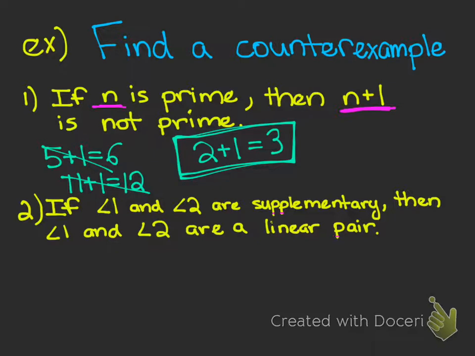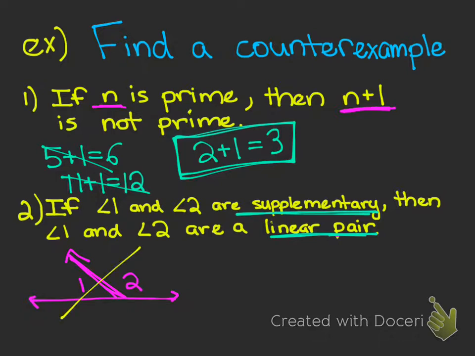Okay? Let's look at the second one here. If angle 1 and 2 are supplementary, then angle 1 and 2 are a linear pair. So what this is basically saying is if two angles are supplementary, then they're always going to be a linear pair also. So let's see if we can think of a case where this would not be true. With a linear pair, they have to be next to each other, if you remember that. So for instance, here's where 1 and 2 are a linear pair, but they're also supplementary here. So this doesn't prove it false. So that won't work. Okay? We need an example where it's going to disprove this.